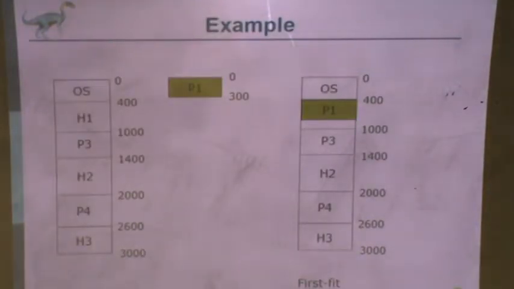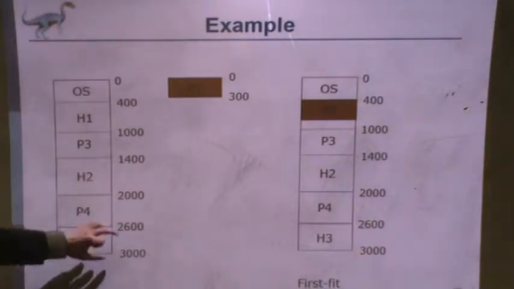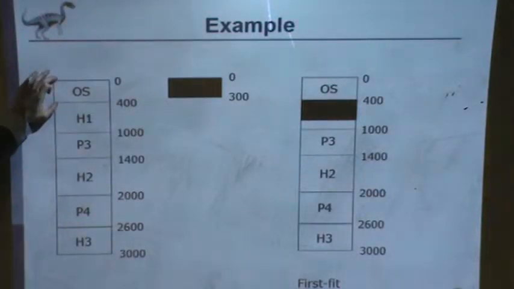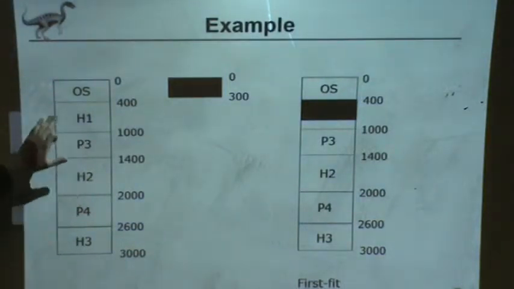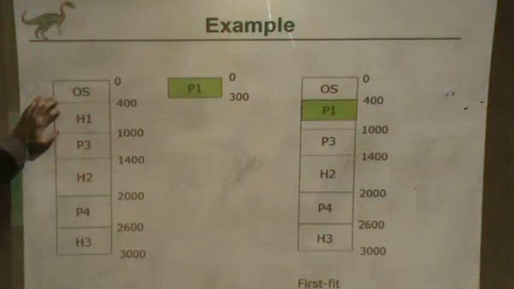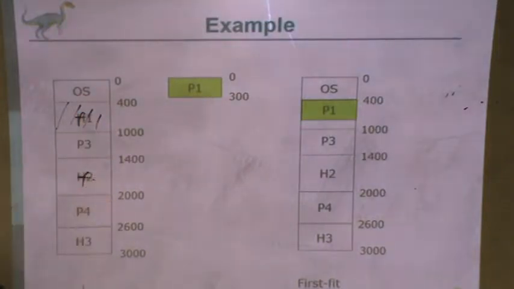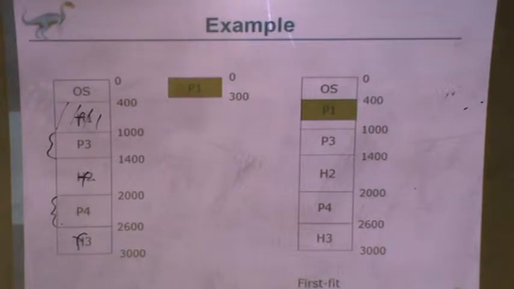So this is the current memory allocation. For example, it's 0 to 3000, a 3K memory size. This is the operating system part. So the rest from 400 to 3000 is the user space. The H means hole. It's a free space, a free space, and a free space. There are 2 processes currently, process 3 and process 4.